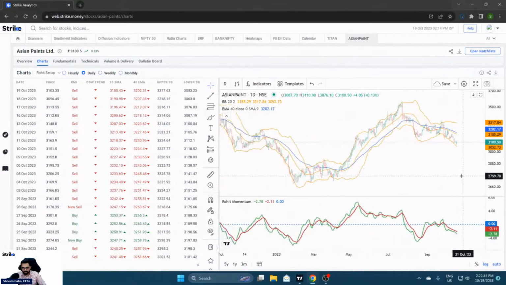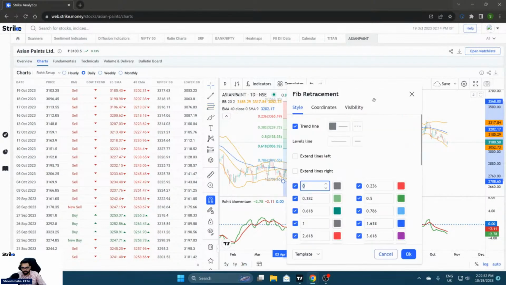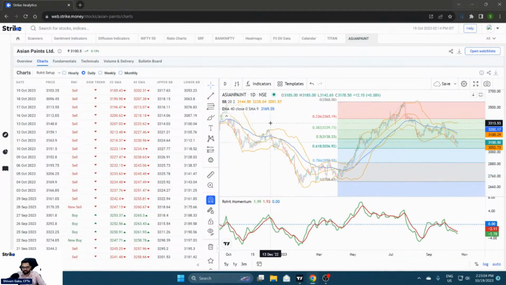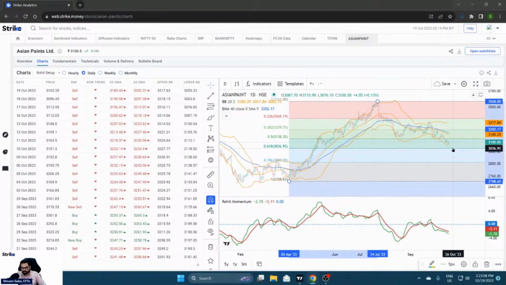Let's see if there is any important Fibonacci number in this range. The next support based on Fibonacci would be 3036. From there we can watch if there is any possible reversal. As of now, it seems in a clear downtrend.